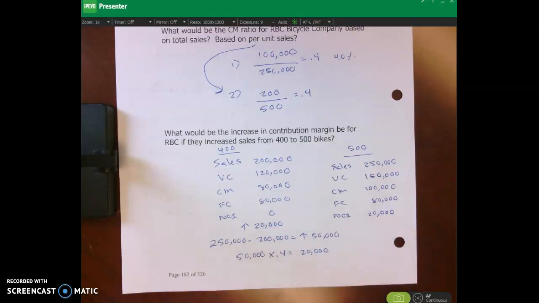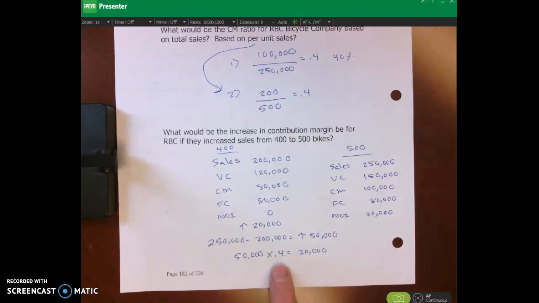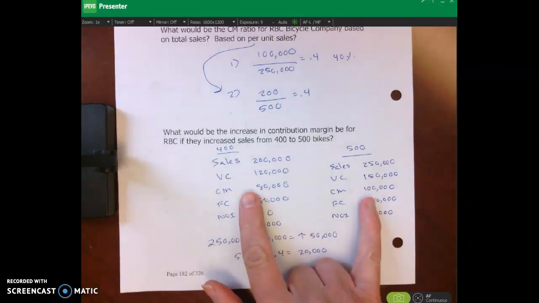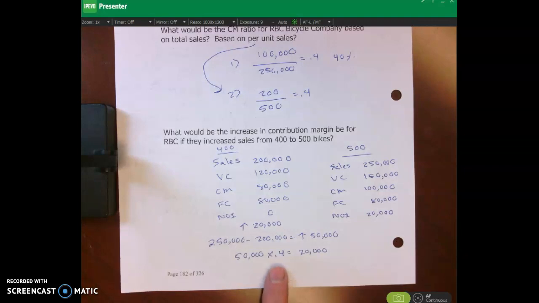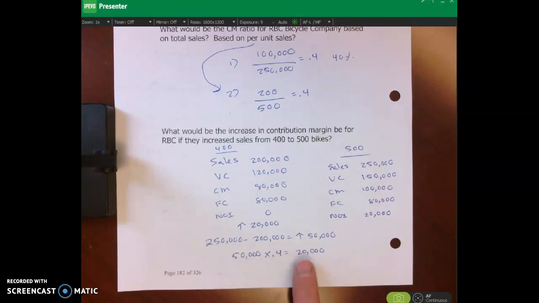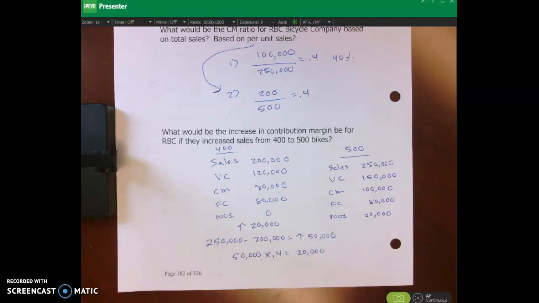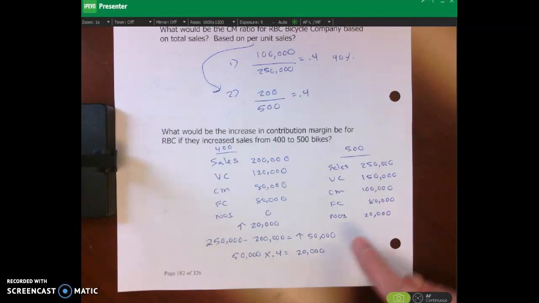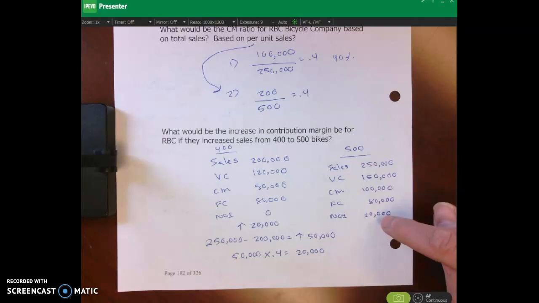The thing about the problems in this chapter is that there are multiple ways to solve them. You can do it the long way, or you can do it the shortcut way. This way was a lot faster, because this way I had to write out all this. This way I said, I know that 0.4 means that I get 40 cents of contribution margin for every dollar of sales. An extra $50,000 of sales times 0.4 gives me 20,000, which is how much contribution margin I get from this additional sales. And therefore, that's the increase in contribution margin. And I'm taking it a step further by saying that's also the increase in net operating income because I'm beyond the break even.